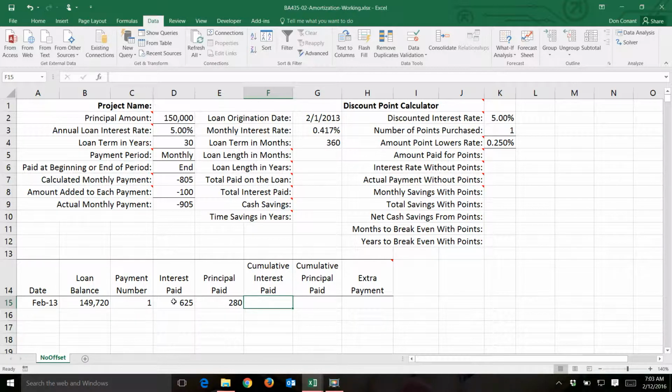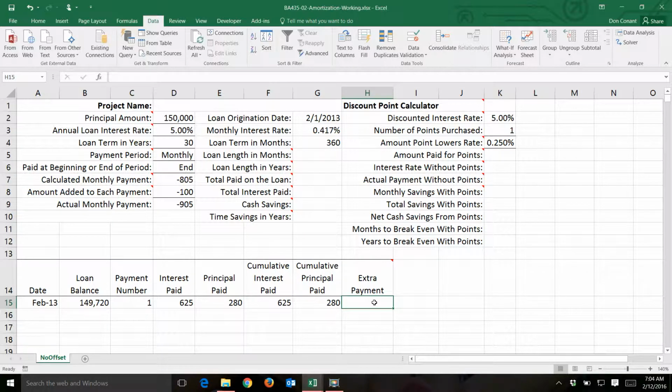Now our cumulative interest and cumulative principal, this is all in period 1. So cumulative interest paid is simply going to equal interest paid, and cumulative principal paid is simply going to equal principal paid at this point. This is the first period. And extra payment, we're just going to put a number in here, but we want to format this cell.